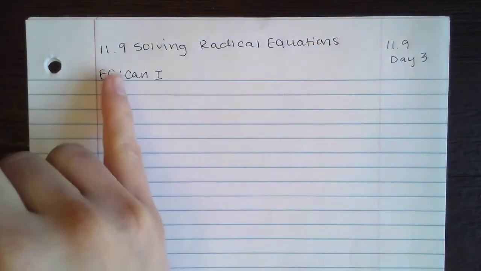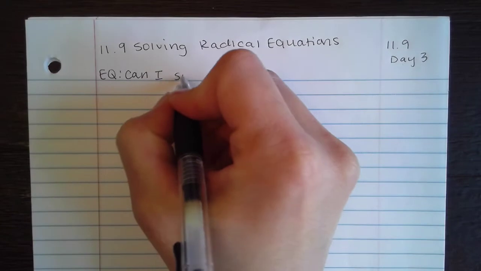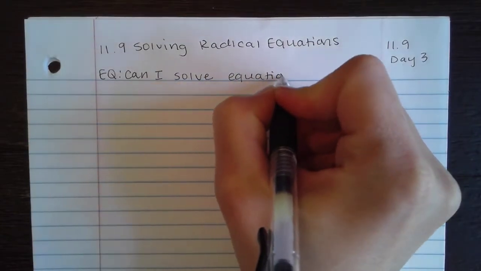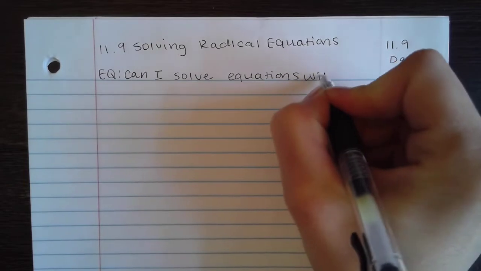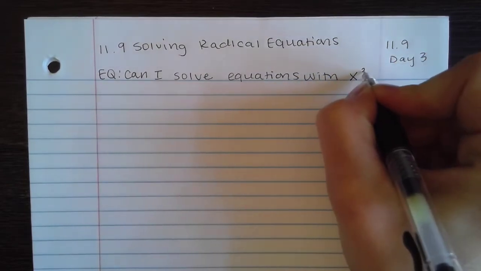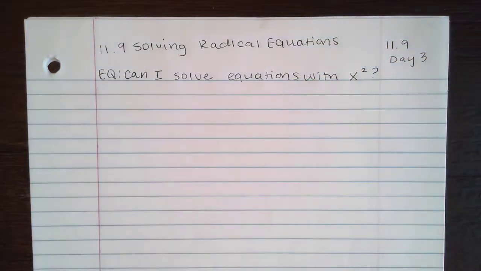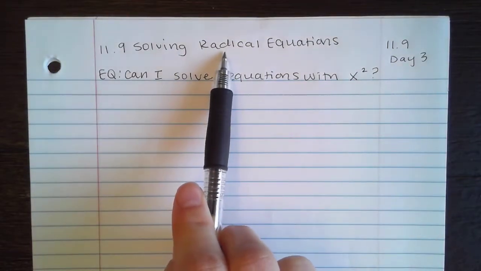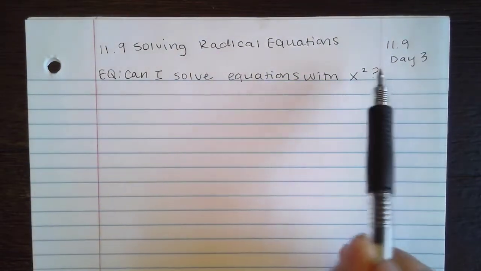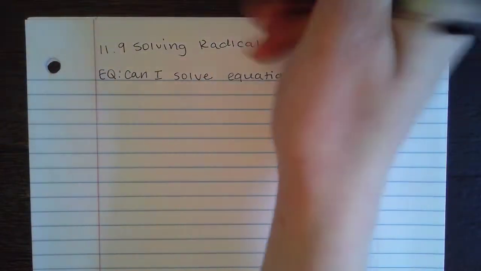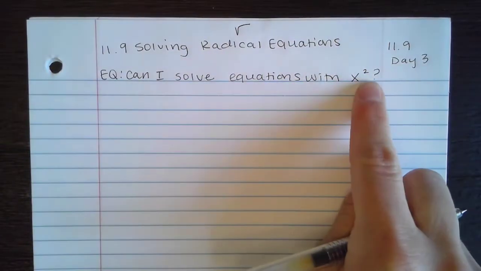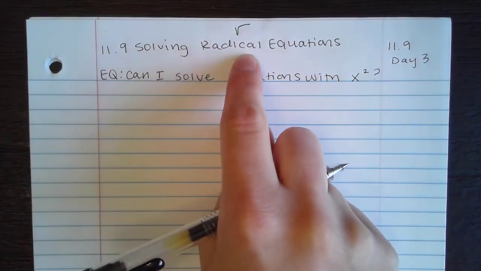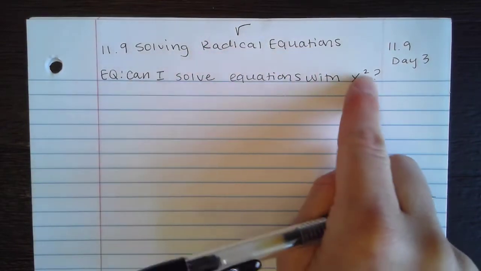I'm going to ask you, can I solve equations with x to the power of 2, or x squared? And why is this called a radical equation again? If we look back in our notes, we'll notice that the inverse of a radical is squaring, the inverse of squaring is a radical. So even though it's called a radical equation, it can have a squaring.